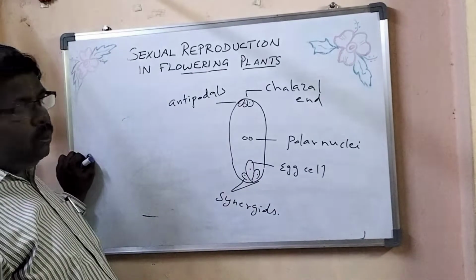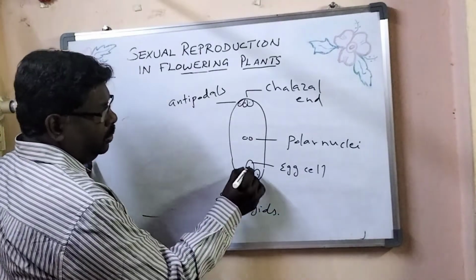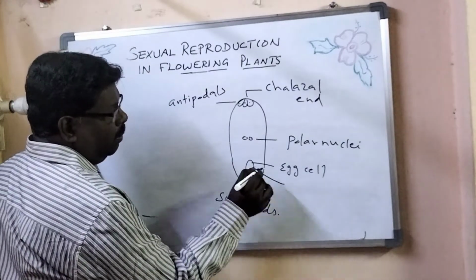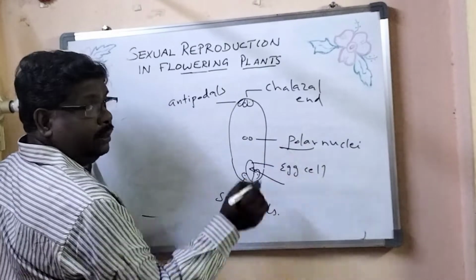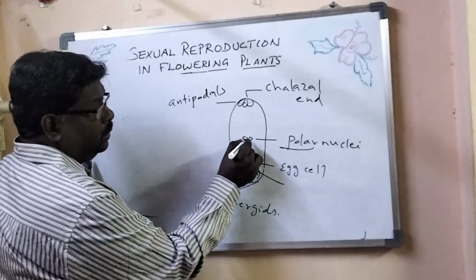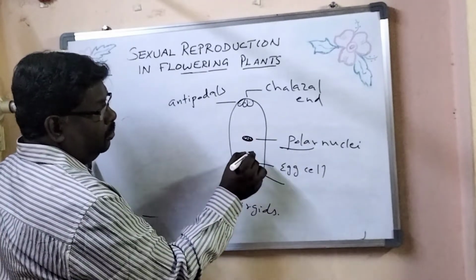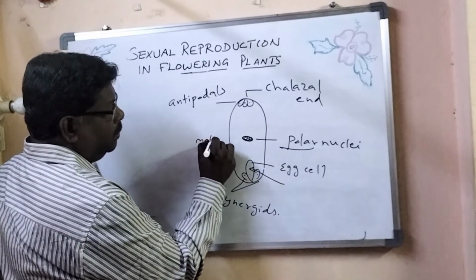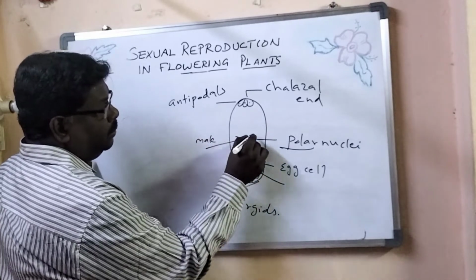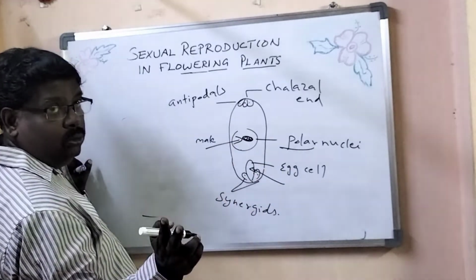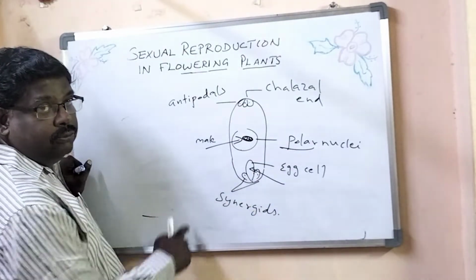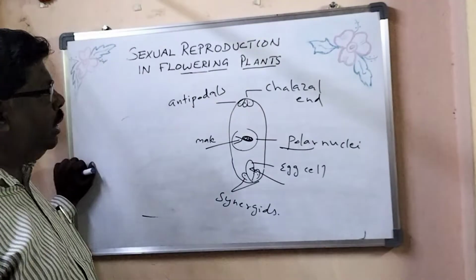So that's what I told. One male nuclei will fuse with the egg cell. Another male nuclei will fuse with this polar nuclei. Before it fuses, this will join. To that, another male gamete joins here. So this is called triple fusion. As there are two male nuclei involved in this fusion, it's called double fertilization, right?